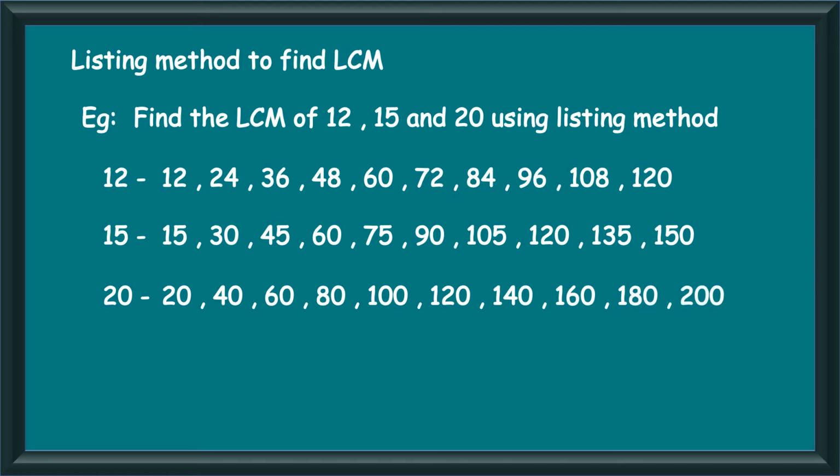The common multiples of all the three numbers are 60 and 120, out of which 60 is the smallest.